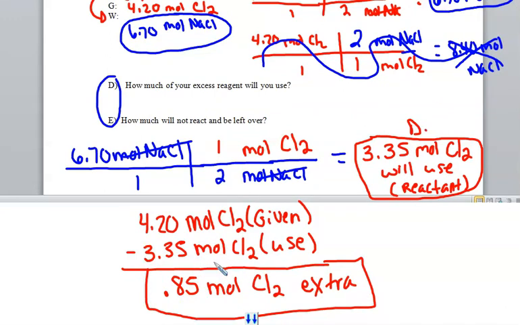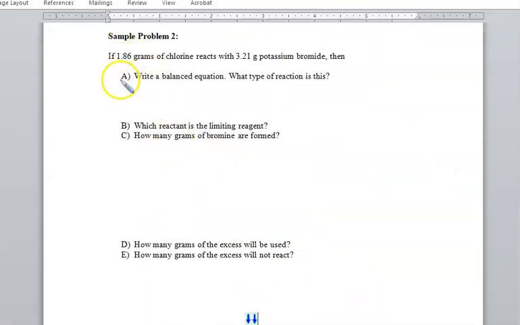We're going to go now bigger to the mass. So take a deep breath, and here we go. All right, example number 2 says if 1.86 grams of chlorine react with 3.21 grams of potassium bromide, then write a balanced equation. So we'll start there.